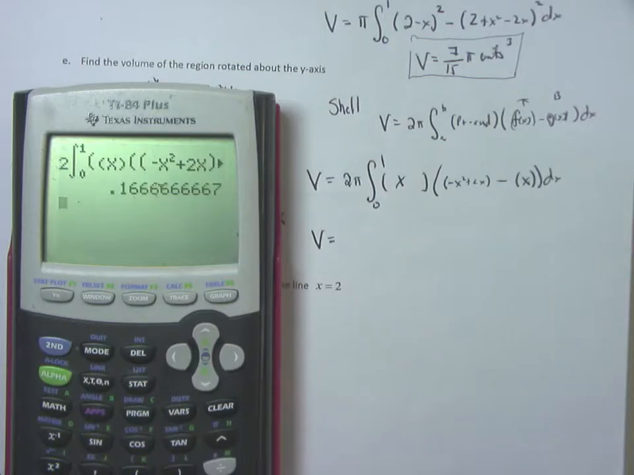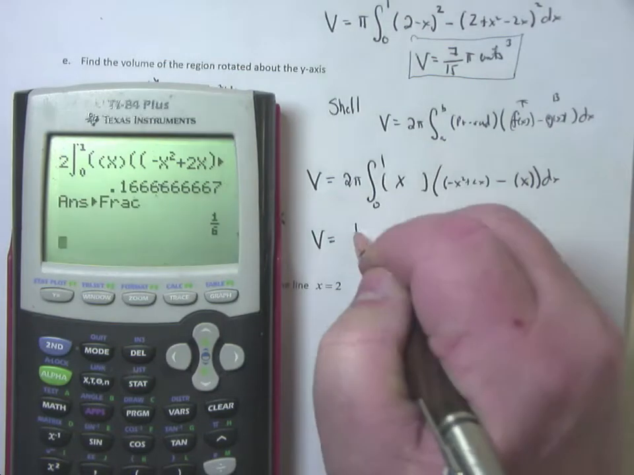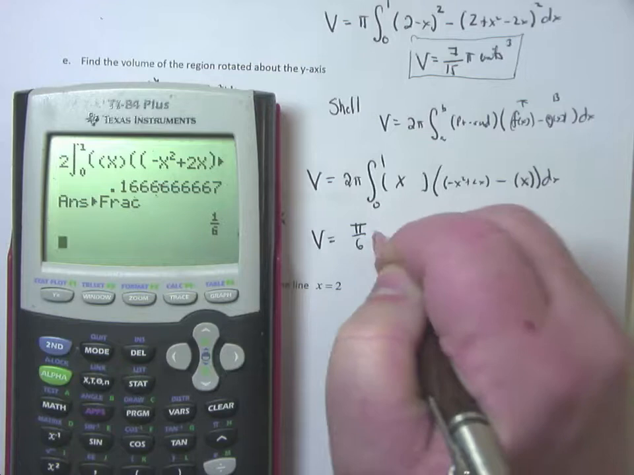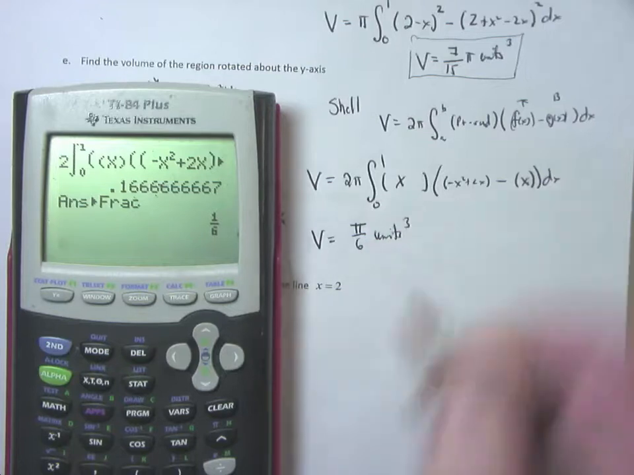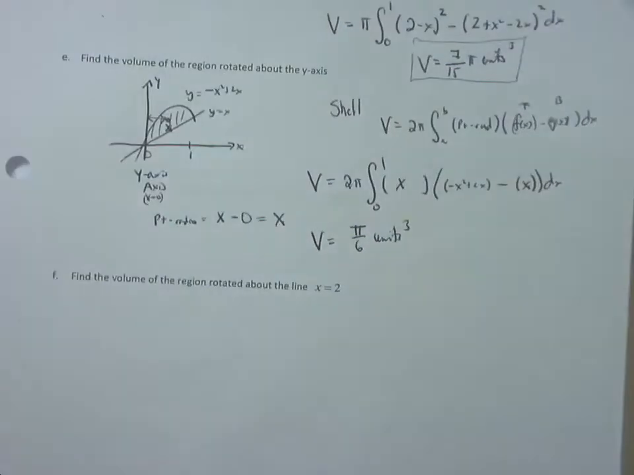So when I put enter, I get 0.1666666, which converts into 1/6 and sticking a pi on there, pi over 6 units cubed. Use your calculator to integrate.